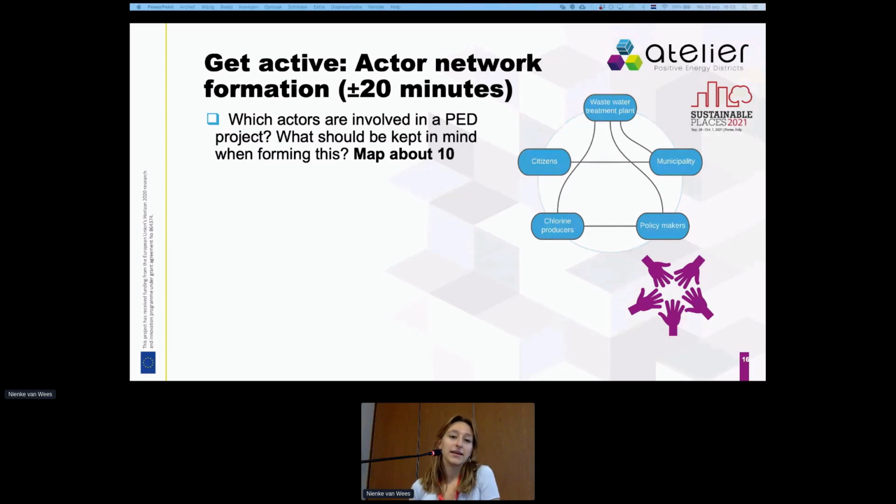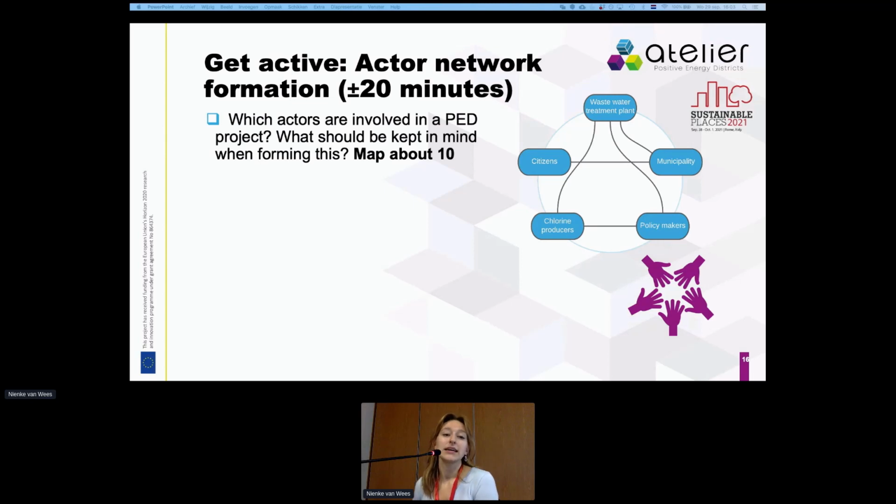Which actors are involved and what should be kept in mind when forming this? On the slide you can see a small example from a wastewater treatment plant. There are actors involved such as the wastewater treatment plant itself, but also the municipality, policymakers, chlorine producers that produce, of course, the thing that is going to get the water clean again, and citizens.